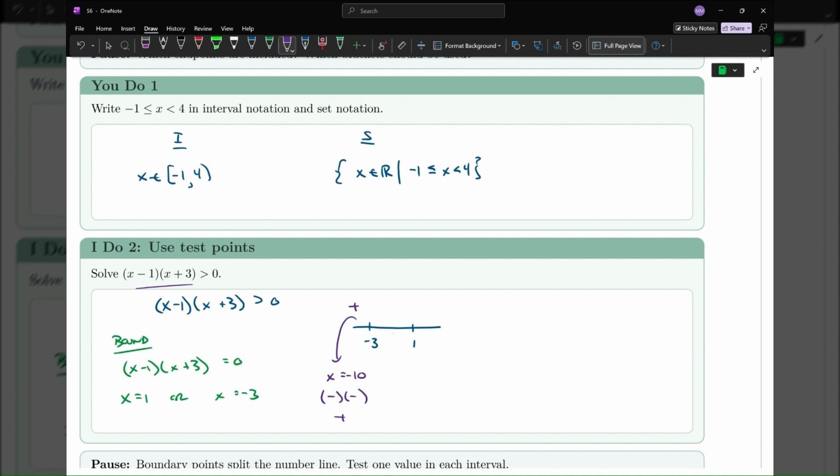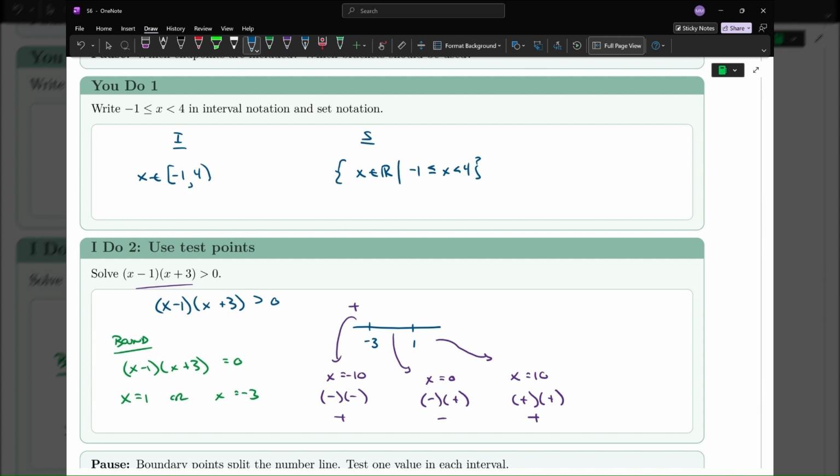What if x is between these two? Say x is 0, a nice number to pick there. 0 minus 1 is negative, 0 plus 3 is positive, and negative times a positive is a negative. And then finally, what if x is bigger than 1? For example, 10. If x is 10, 10 minus 1 is positive, 10 plus 3 is positive, positive times positive makes a positive. That is using test points. That's fine, you can do that. It is a little longer.